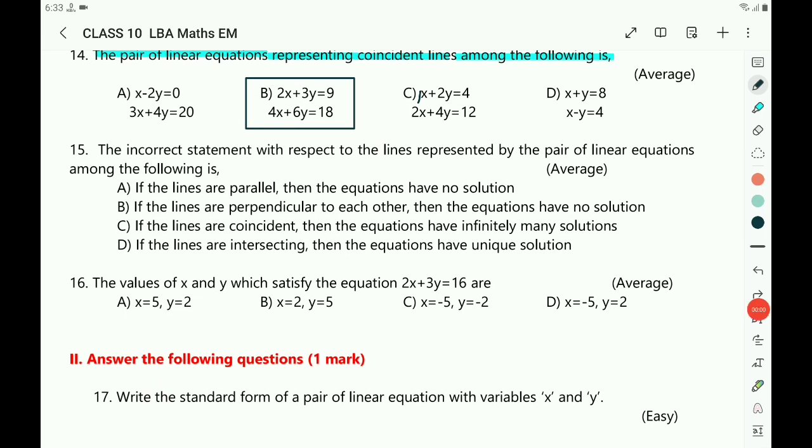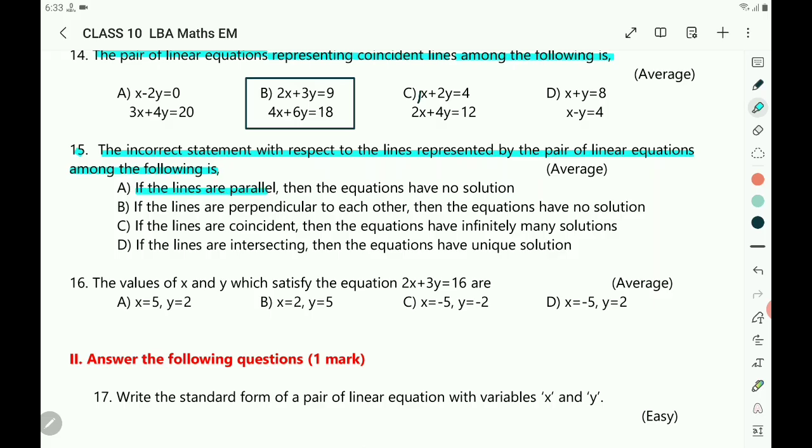So if the lines are coincident, an infinite number of solutions are there, and each term of the first equation is multiplied by the same number to have the same ratio: a1 by a2, b1 by b2, c1 by c2, which are equal to each other. Then the 15th question: the incorrect statement with respect to the lines represented by the pair of linear equations among the following is. Here we have to read each statement.